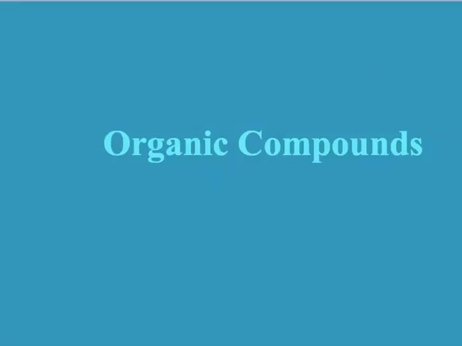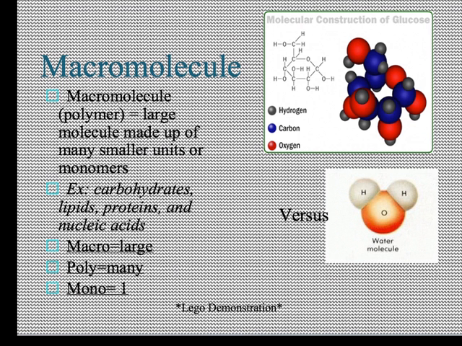Okay, so biochemistry part 2, or organic compounds. Bring it on. The organic compounds that we're going to be talking about are also referred to as macromolecules. So those terms actually go hand in hand. Organic compound equals macromolecule. Alright, so a macromolecule or a polymer, also another term that goes hand in hand. These are large molecules made up of many smaller subunits or monomers.